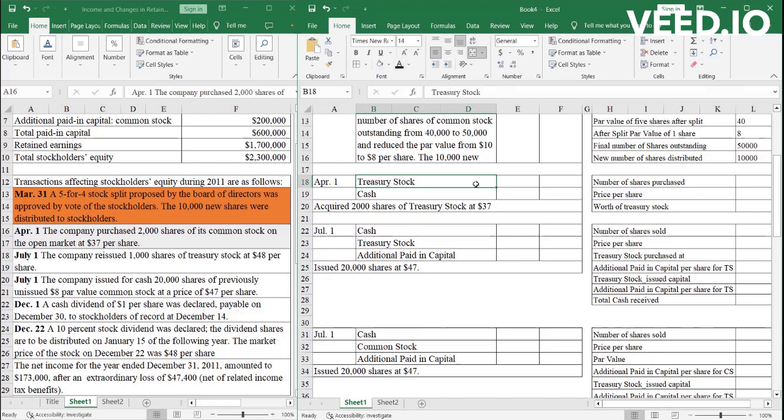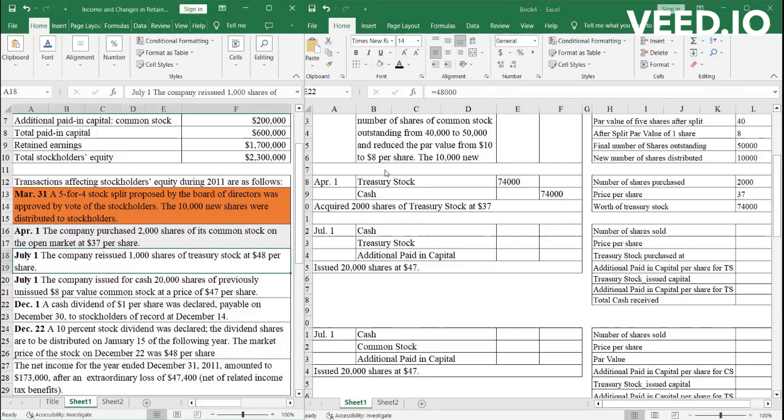Now, by what amount should I recognize treasury stock? The number of shares repurchased in this year through treasury stock was 2,000. The market price of these 2,000 shares was 37. So 37 times 2,000, the treasury stock was equal to 74,000 worth. So the cash paid out would be 74,000, and we will record treasury stock worth 74,000.